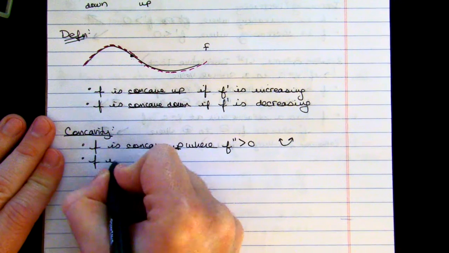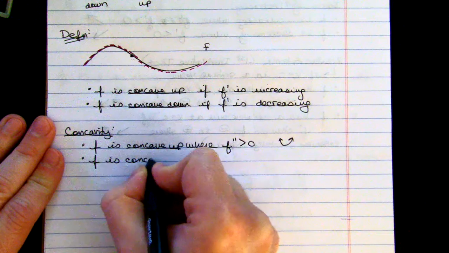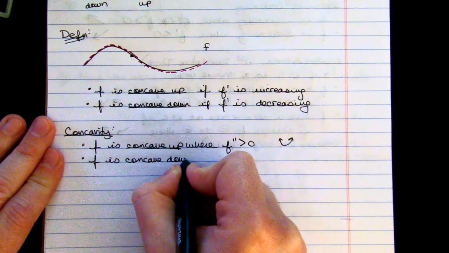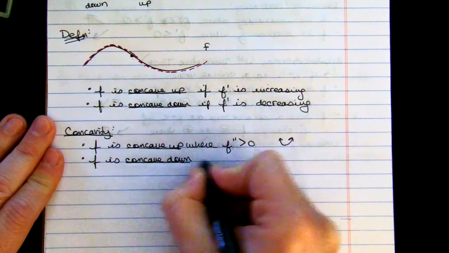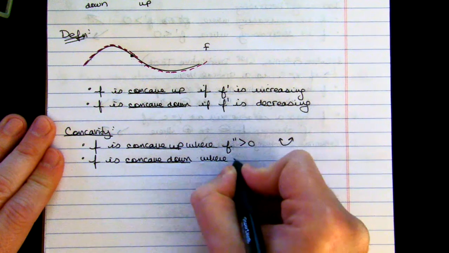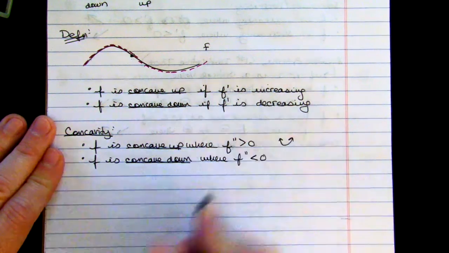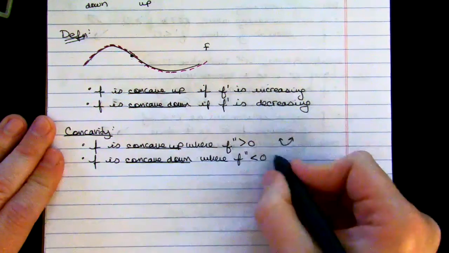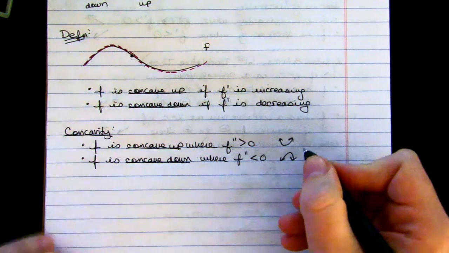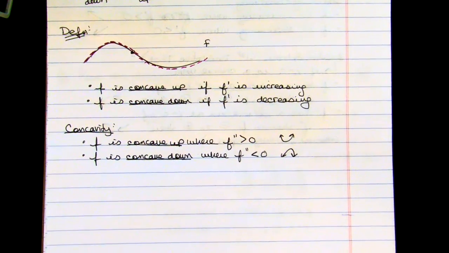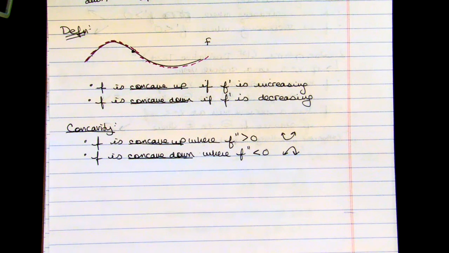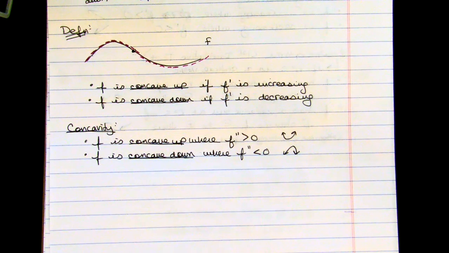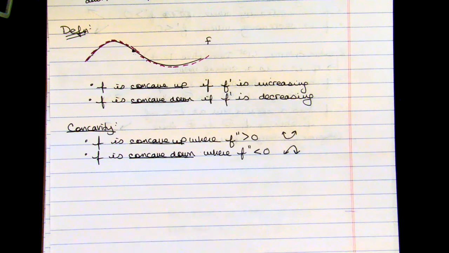Similarly, f is concave down where the second derivative is negative, where f prime itself is decreasing. So where the derivative of f prime is negative, which means our second derivative. Concave up where the first derivative is positive, concave down where, no, sorry, I said that wrong. Concave up where the second derivative is positive. I still think I said that wrong. Wow, I need a nap, I think. Concave up where f double prime is positive, concave down where f double prime is negative.